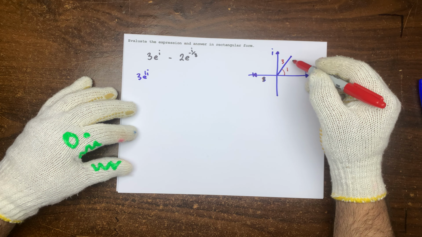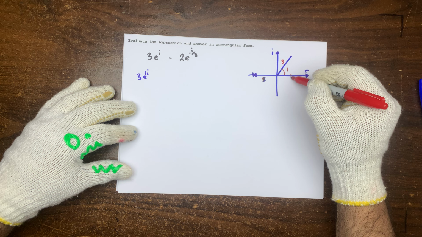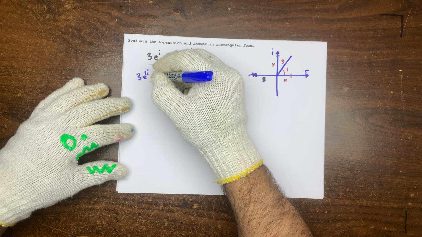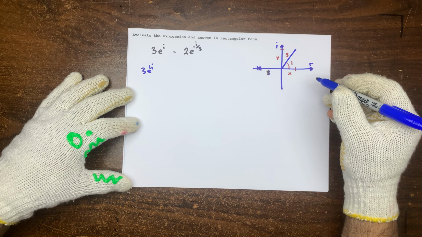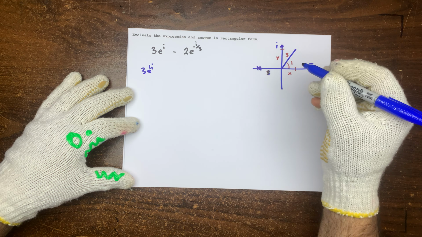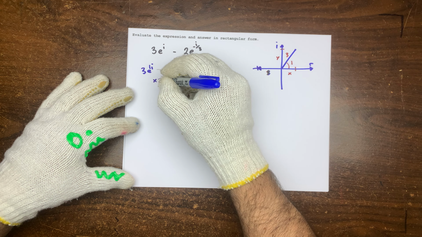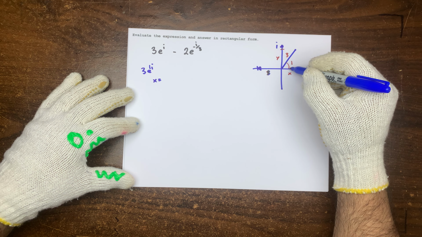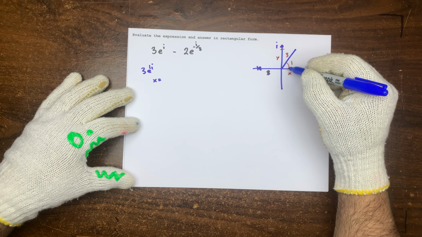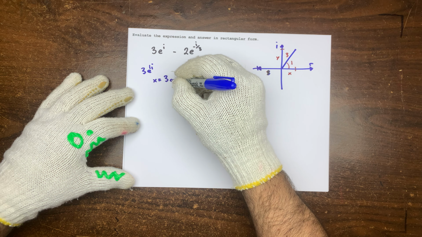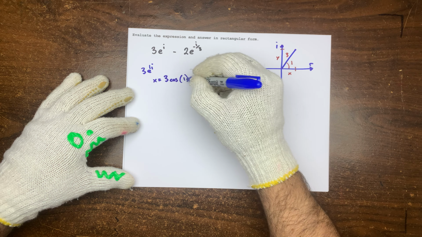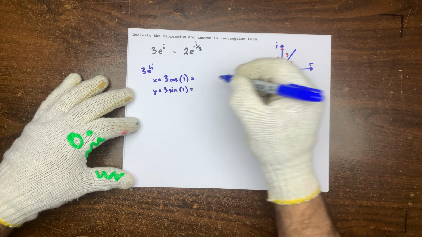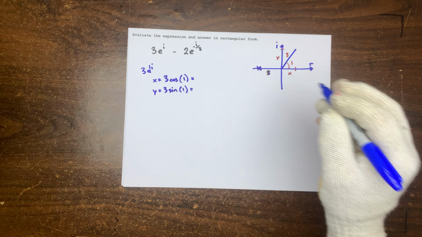Okay, so that's good. Now we can figure out what these components are, the x and y, by doing some conversions here. The x is going to be equal to cosine, and cosine is equal to adjacent over hypotenuse. So it's going to be 3 times cosine of 1 in radians. And y will be equal to 3 sine of 1.